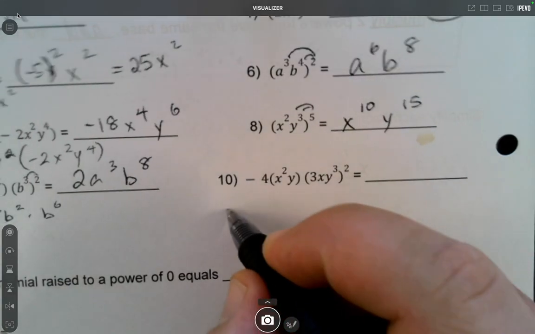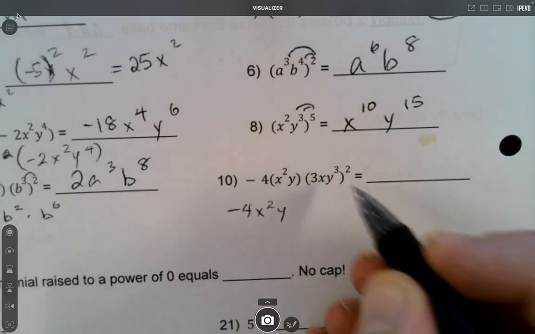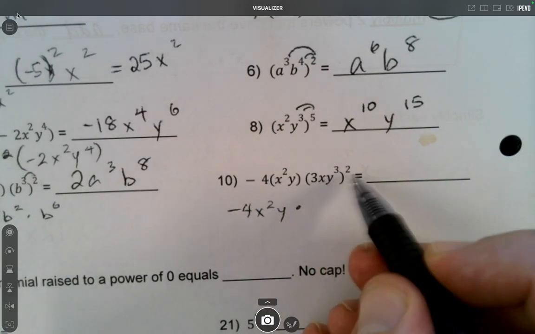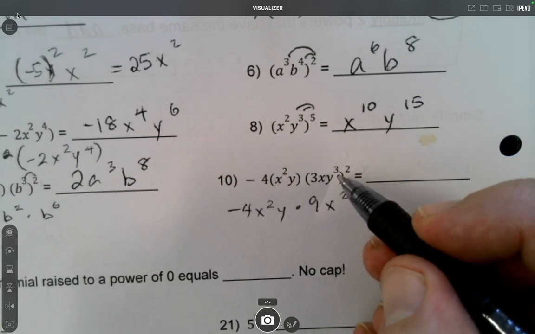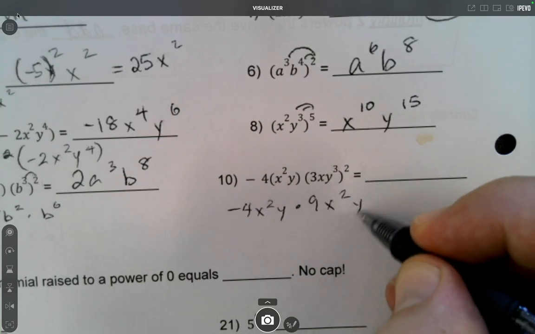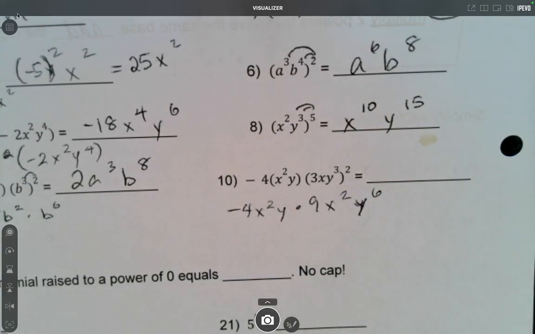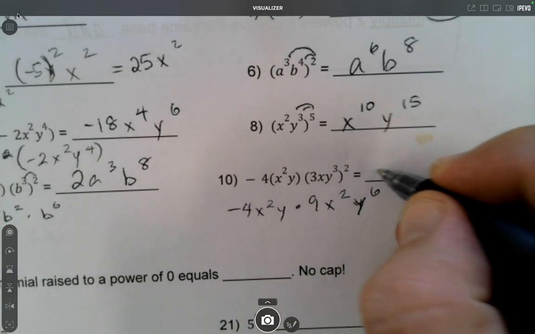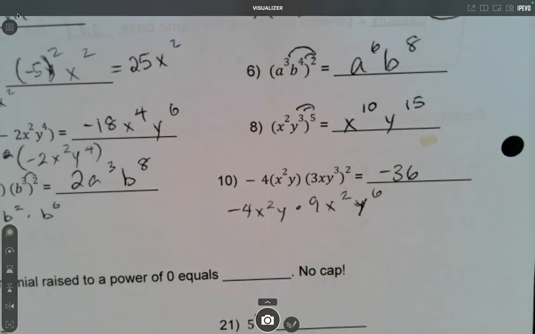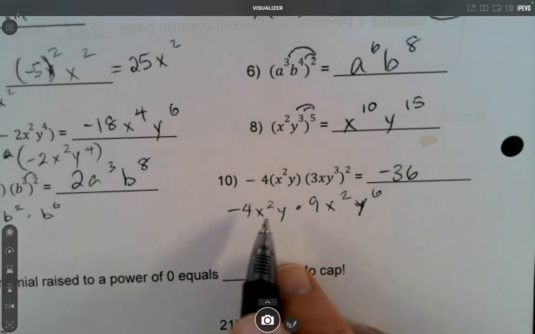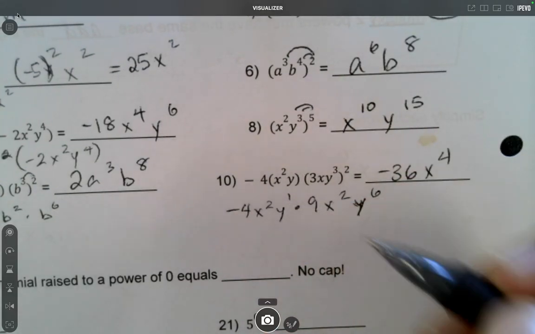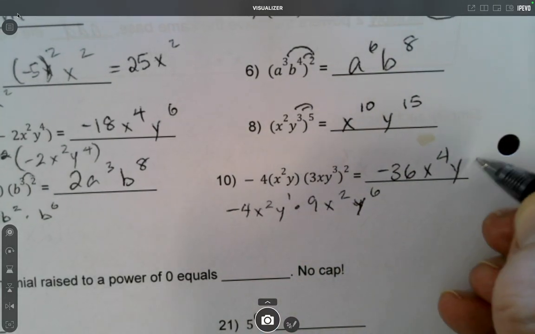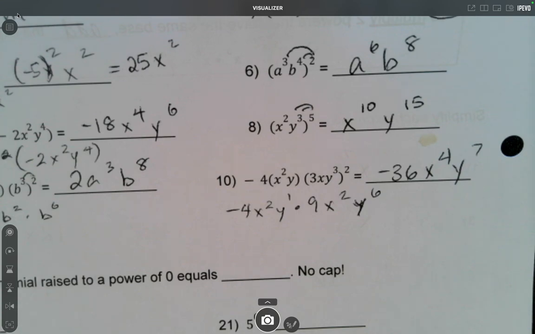Okay, we'll do something similar on 10. We'll go ahead and simplify this one before we combine them. 3 squared is 9. X squared is x squared. Y cubed squared, we do 3 times 2 and get 6. So our coefficients are negative 4 times 9, which is negative 36. X squared times x squared, we add 2 and 2 and get 4. And then y to the 1st times y to the 6th gives us y to the 7th, because 1 plus 6 is 7.